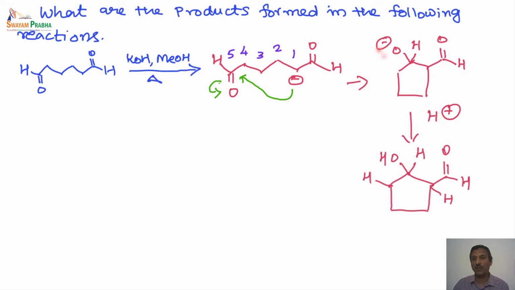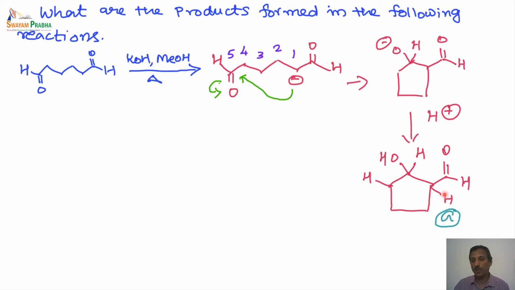So a proton is added to this intermediate, and we get the hydroxy derivative. Hydroxyaldehyde is formed. This is nothing but the aldol. This is the intramolecular aldol reaction that is formed in this particular case. And in the second step, heating is there. So that means this molecule will lose a water molecule. Now we have to find out how it will lose the water molecule.